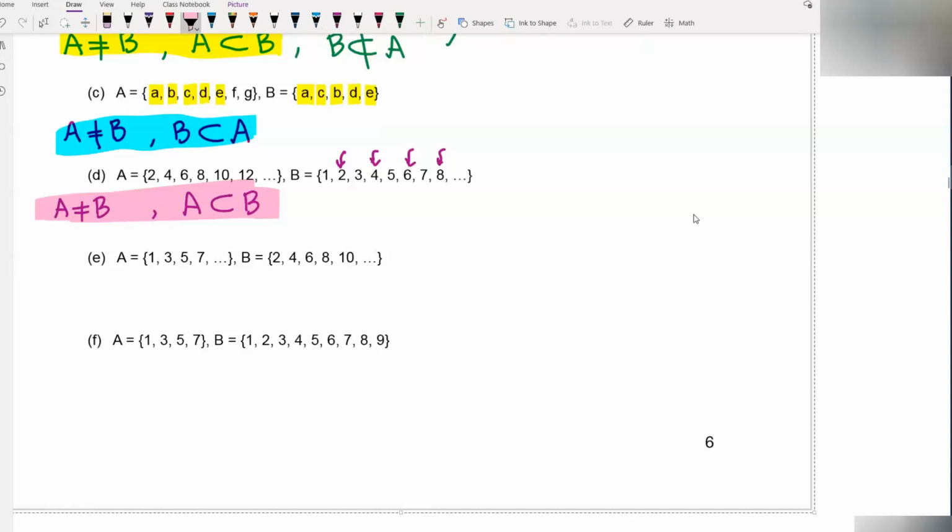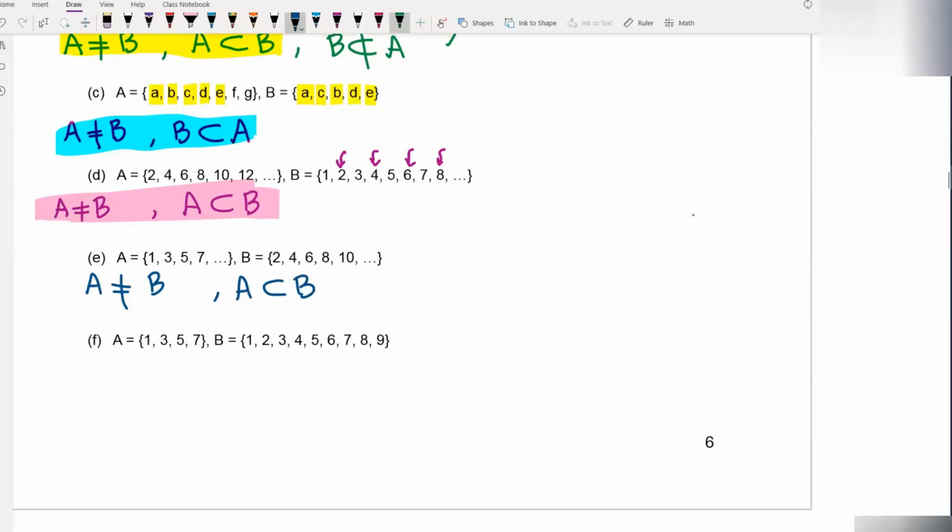Part E. Are these two equal to? No. And is A a proper subset of B? No, it's not. Because we don't have odd numbers here in B.